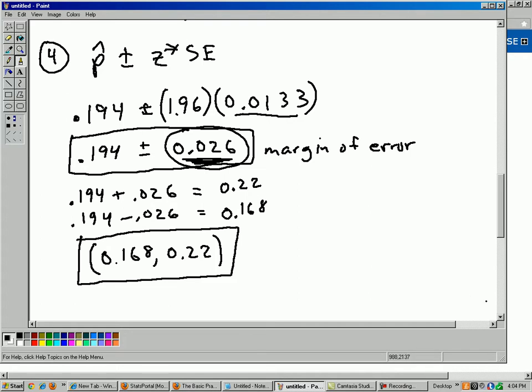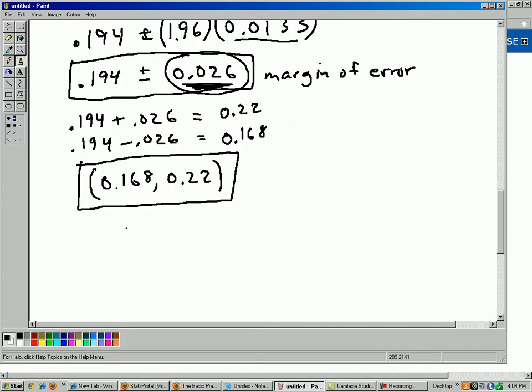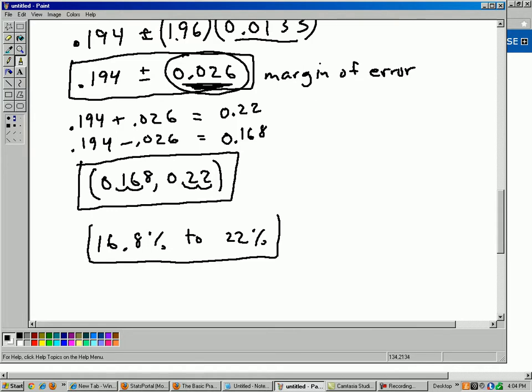And then a third way to give the answer is in percentage form. You could say 16.8%, move the decimal point 2 places, and then 22%. So any way you want to give the answer is okay.